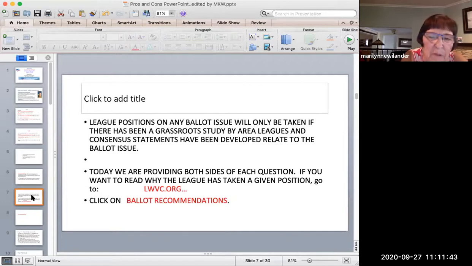Gee, this sounds like it's a no-brainer. Yeah, let's go for it. It's only if there's been a grassroots study. Today, we're providing both sides of each question. The League is very careful that if we provide an education session, it's both sides.